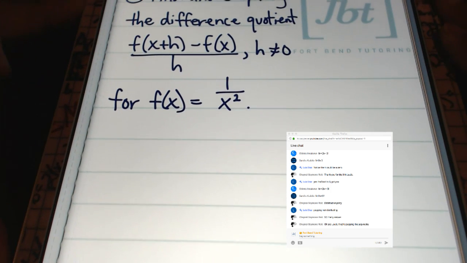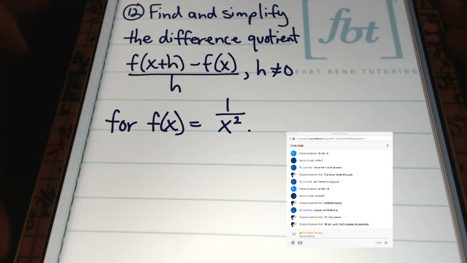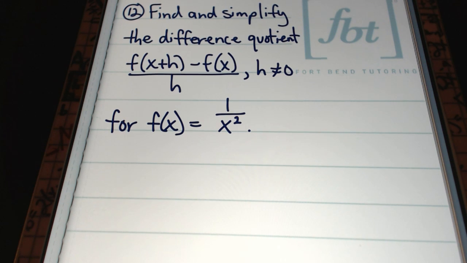All right. I'm going to do what I can over here on problem number 12. Okay. As we are finding and simplifying the difference quotient f of the quantity x plus h, f of x plus h rather, minus f of x divided by h, where h cannot equal 0 for f of x equals 1 divided by x squared. Look at this. We have a quadratic function in the denominator. Yeah, what do we do with this?